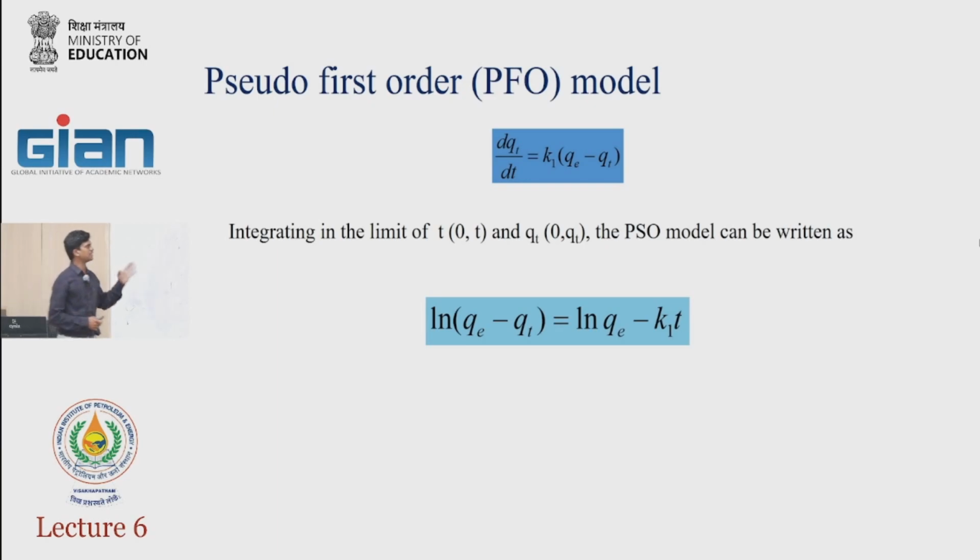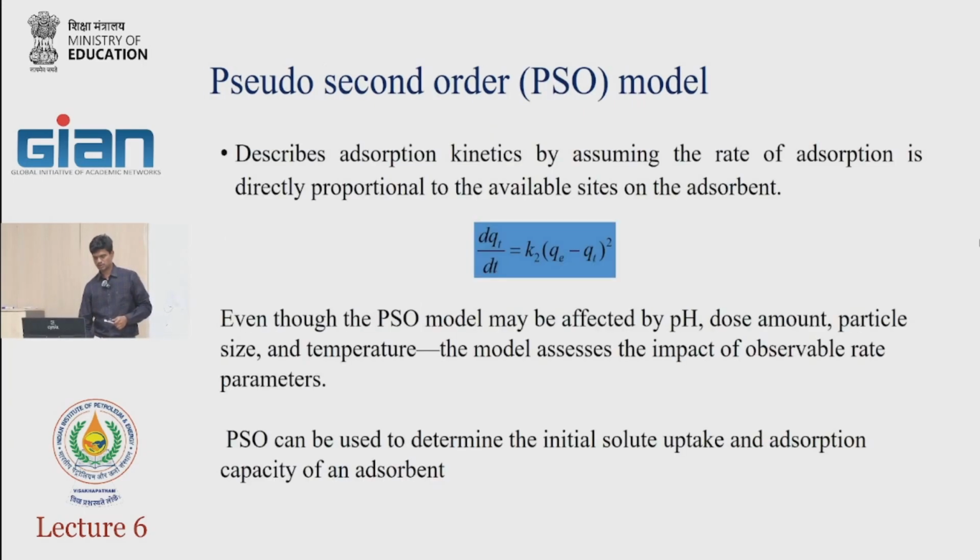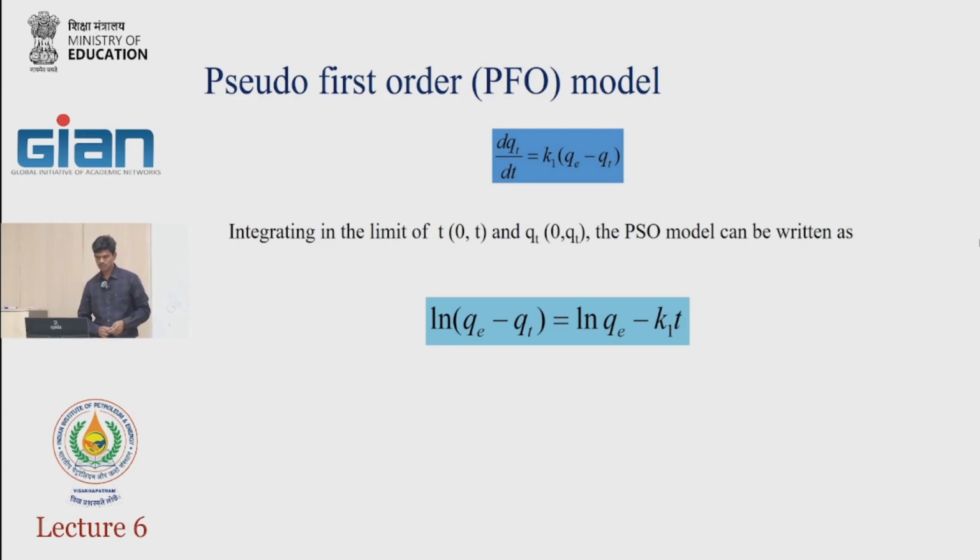If you integrate it in the limits from 0 to t, so when time t is equivalent to 0, Qt is equivalent to 0, right? That means initially there is no solute present in the solid, and at any time t, Qt will be there. So you just model it, you get an equation like that. Right, so that's the first one.